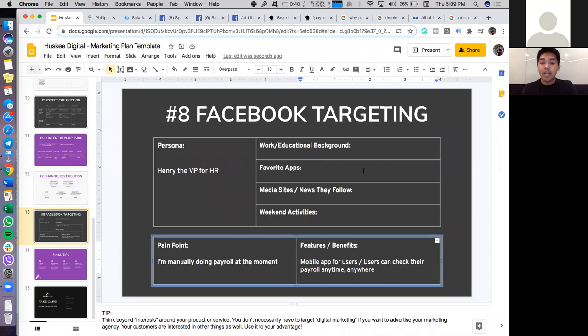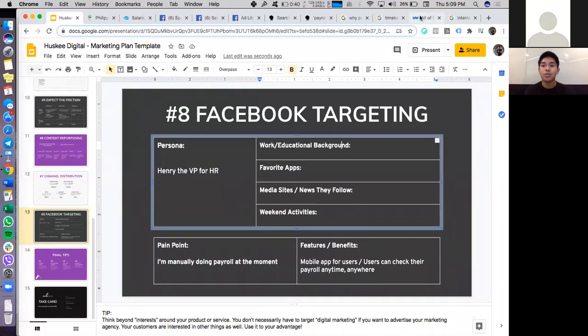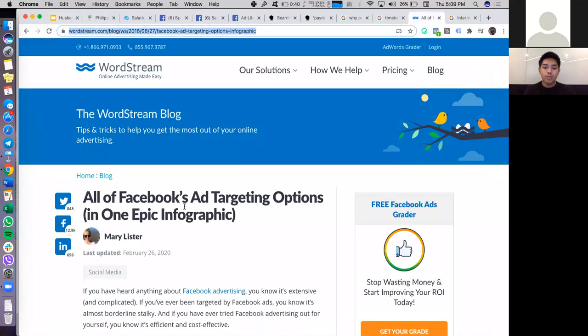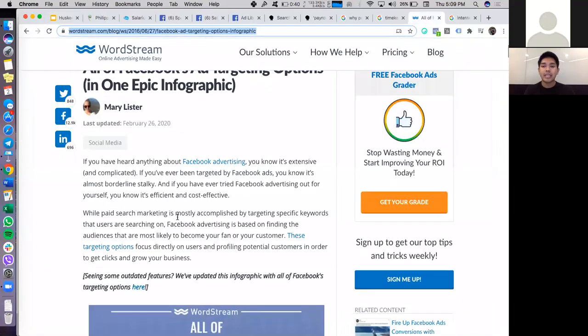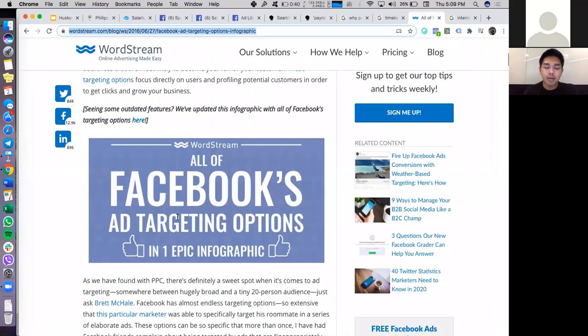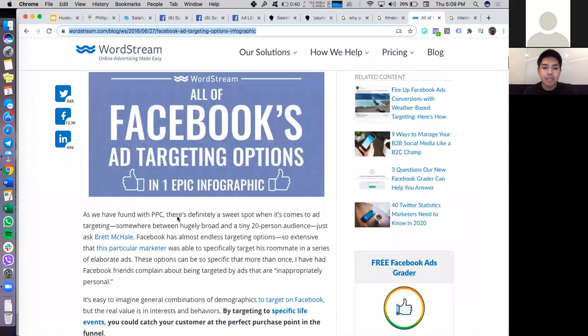I can fill in some of the targeting measures. Now, these are the things that you input once you start targeting for Facebook. Unfortunately, we don't have time to talk about Facebook targeting or Facebook ads. I can actually spend a whole day talking about that, but just for this example, I want to show you some targeting measures that you could use. In case you want to know what are some of the things you can use as targeting, you can go to wordstream.com. Bianca, if you can, please provide the link.